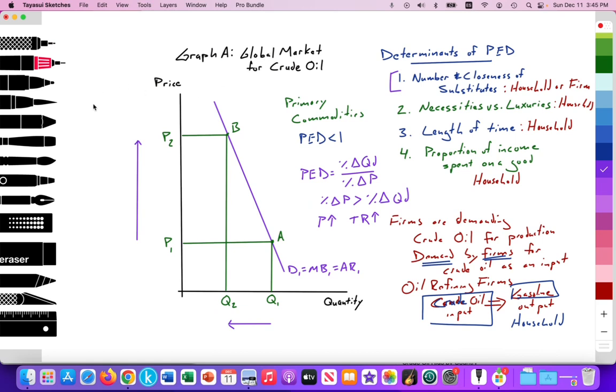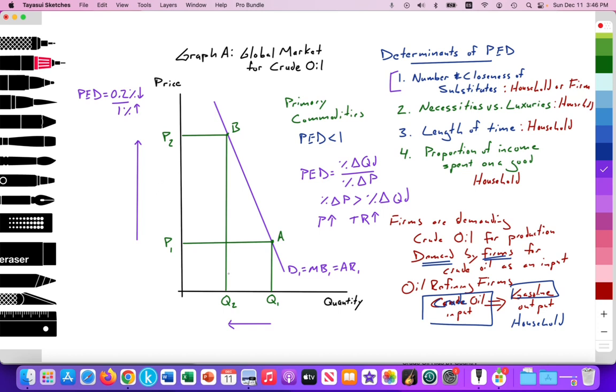Just for further knowledge, just to ensure that you understand this, if PED is less than 1, let's say that the PED value for crude oil by oil refining firms is 0.2. That tells us that if that's the change in quantity demanded, I can put the change in price as 0.2 over 1. And that tells us that for every 1% increase in price, the quantity demanded will only decrease by 0.2%, a very small decrease in the quantity, even though the change in price is greater.